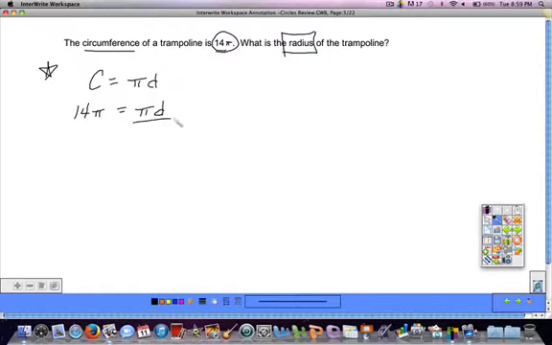To try to get the diameter by itself, we need to divide by pi. That's gone. Divide by pi. Oh, how nice. It cancels here too. Well, if pi cancels on both sides, then I'm left with 14 equals d. Well, if the diameter is 14, the radius must be 7 because it's half of the diameter. Okay, and I'm not given any units, right? No units. So no units are required. Next.